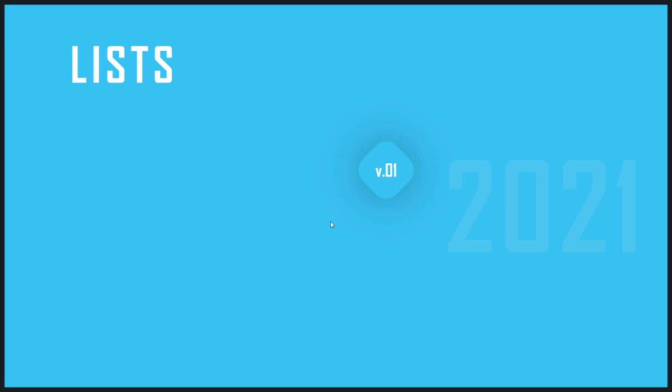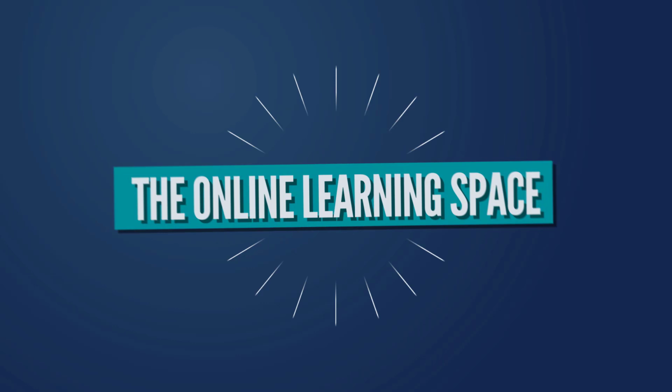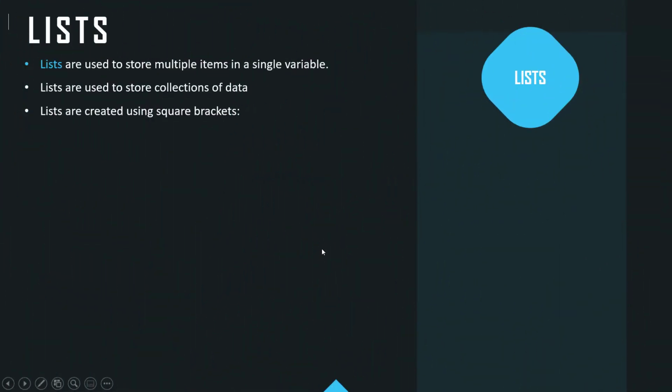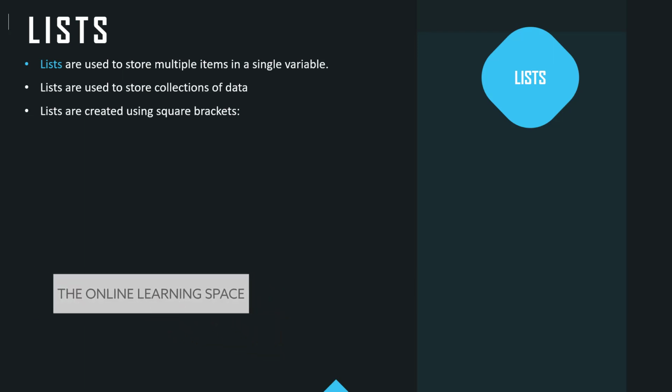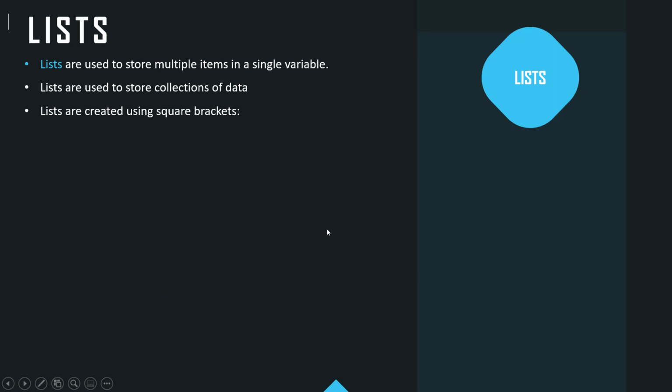In today's lesson we'll learn all about using lists in Python. So anyways guys, let's jump in. The first thing that we need to know is what is a list. Basically lists are used to store multiple items in a single variable. Lists are used to store collections of data, and lists are created using square brackets.